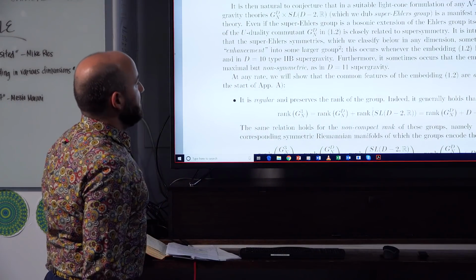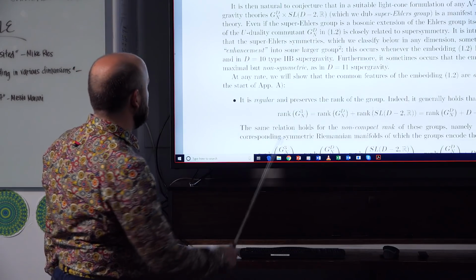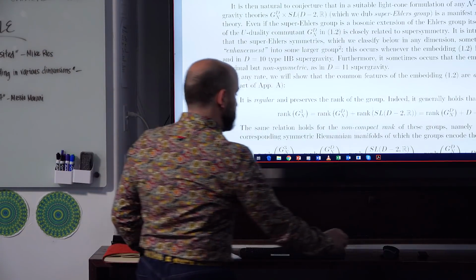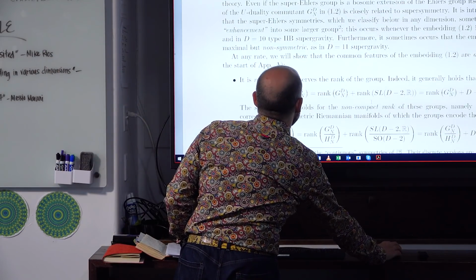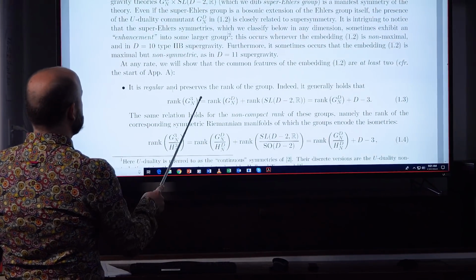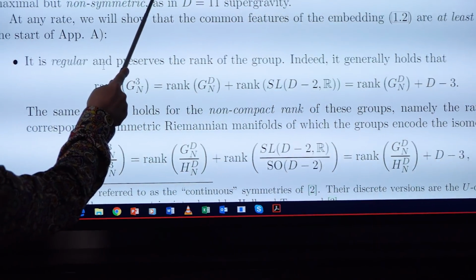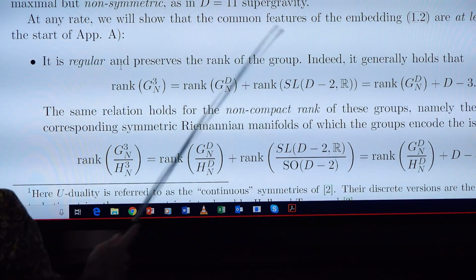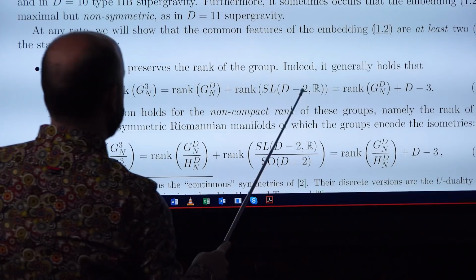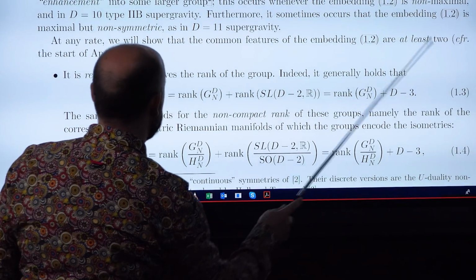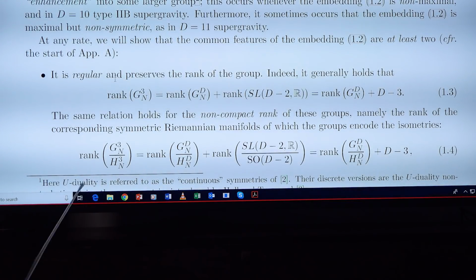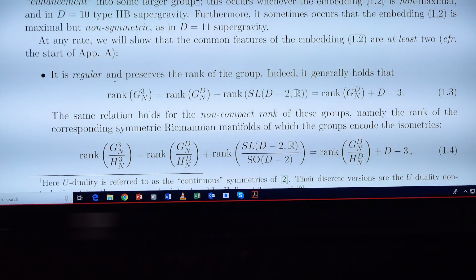Before specializing my analysis to the M-theory case, let me in general list some features of this kind of embedding. The first thing is that this embedding is regular and in particular preserves the rank of the group, which means that the rank of G_3^N is equal to the sum of the ranks of the two groups on the right hand side, and in particular these have rank d minus 3. So this is the general formula. In particular, this also holds for the non-compact rank. What is the non-compact rank?